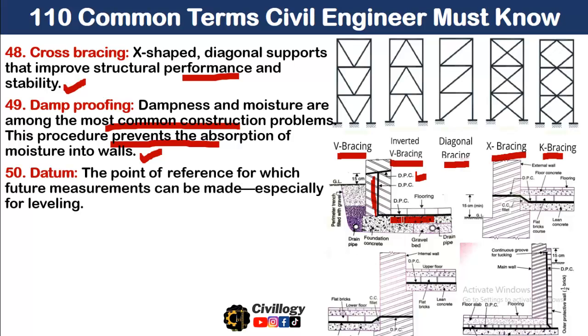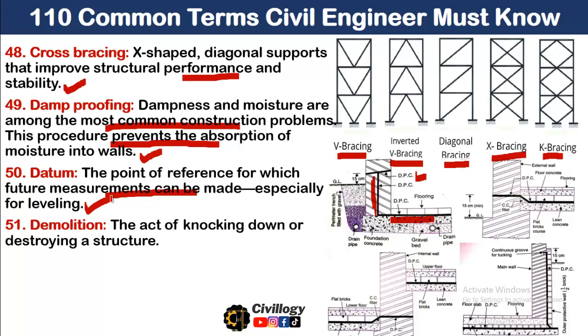Point number 50, datum. What is datum? The point of reference from which further measurements can be made, especially for leveling. So this is the point which is normally or usually used in surveying. So datum is the reference line, or you can say it is the benchmark.